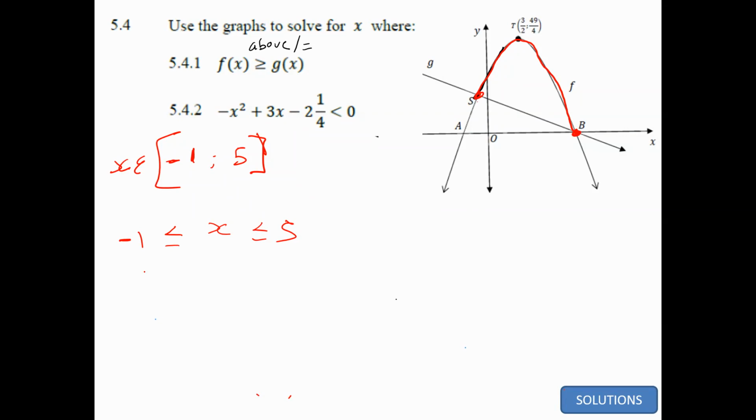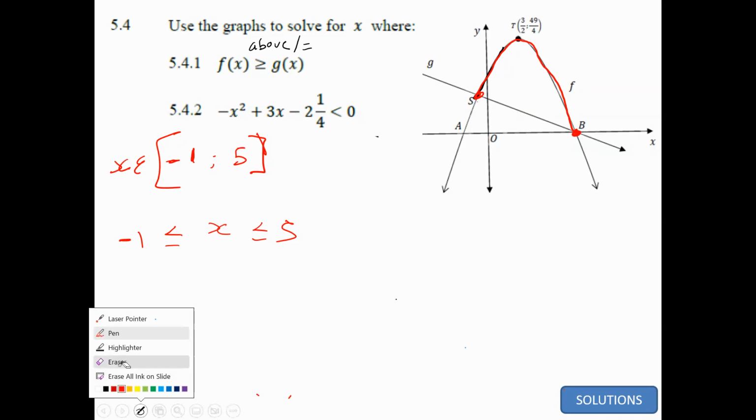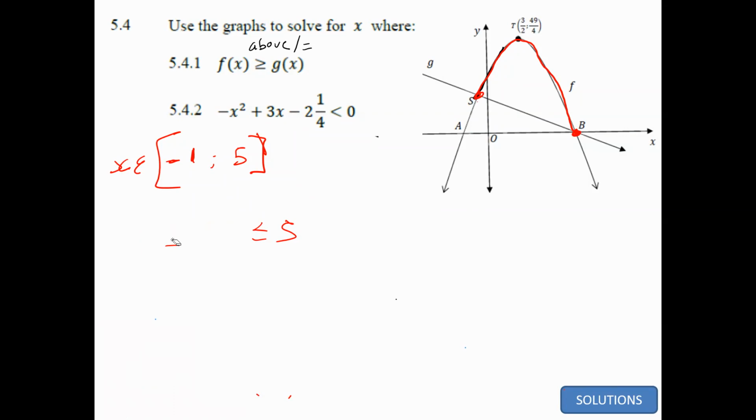Okay, let me go to a level 4 question there. Okay, maybe a level 3. We could debate that one. So they want to know from us when is minus x squared plus 3x minus 2 over 4 less than 0? Anybody want to give us a starting point?